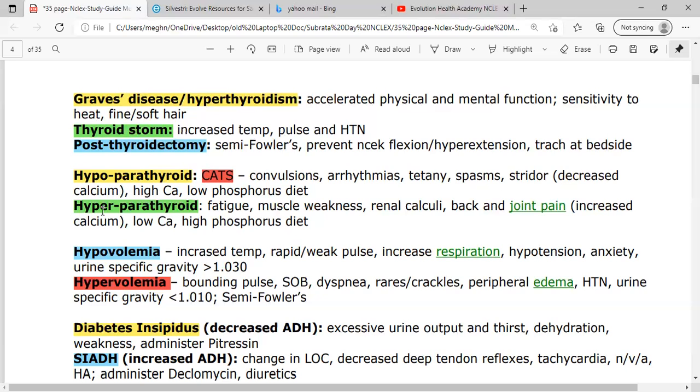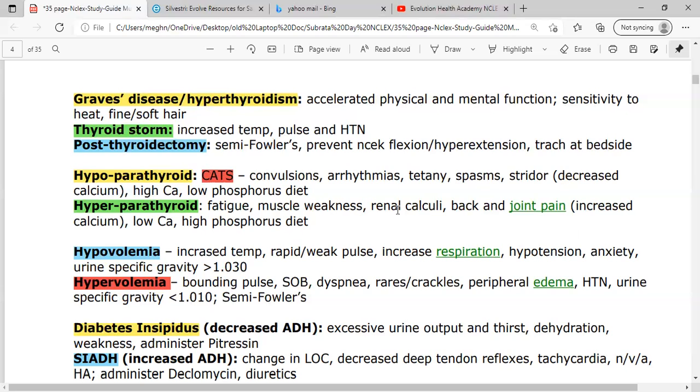In case of hyperparathyroidism, fatigue, muscle weakness, and renal calculi. So in hyperparathyroidism, the calcium level goes up, parathyroid hormone goes up, and this excess calcium is precipitated in the kidney and causes renal calculi.